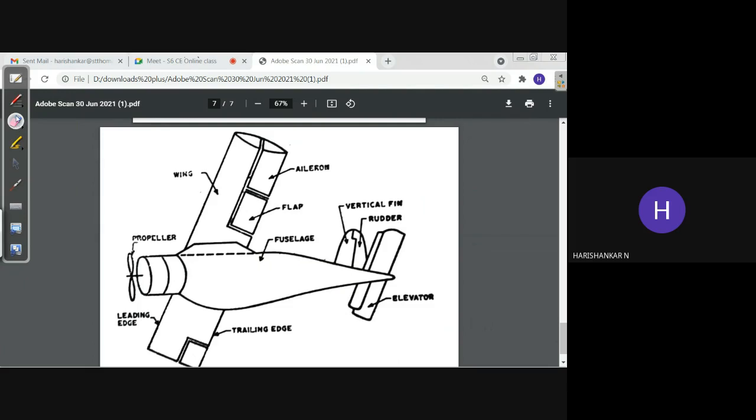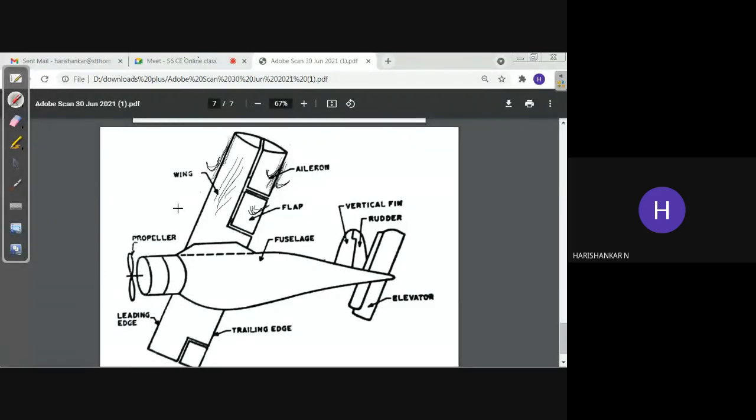If you look at the wing, you can see various parts. This entire structure consists of the wings. The component parts in the wings are the aileron, here it's the aileron, and here it is the flap. It's the main wing. For the wing, we have two sides: this is a leading edge and this is a trailing edge. Leading edge means the edge which comes in contact with the front side, and the trailing edge is the edge available at the rear.